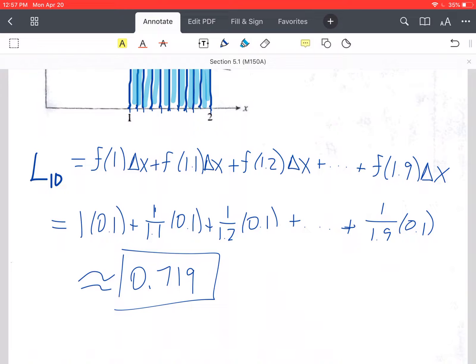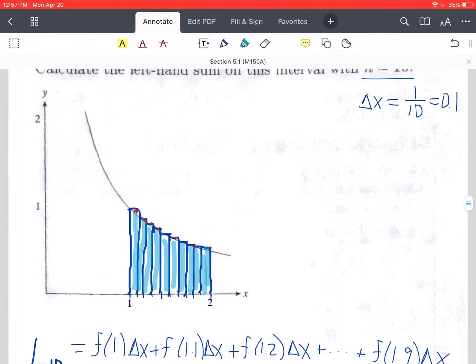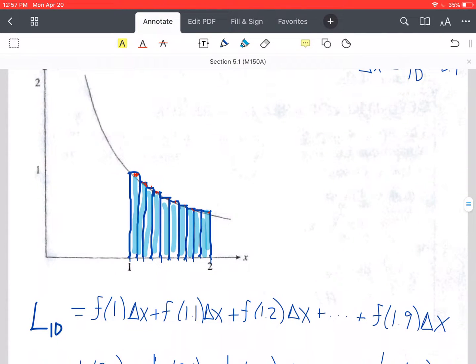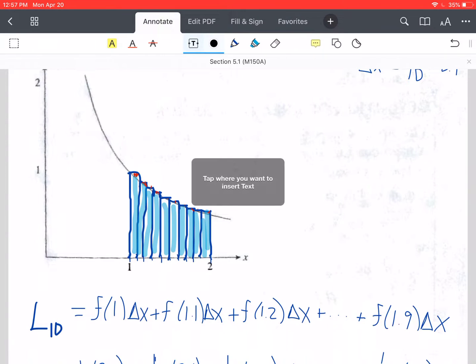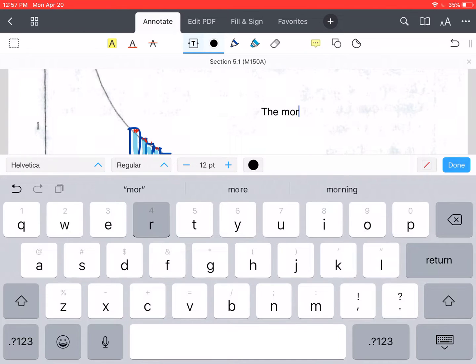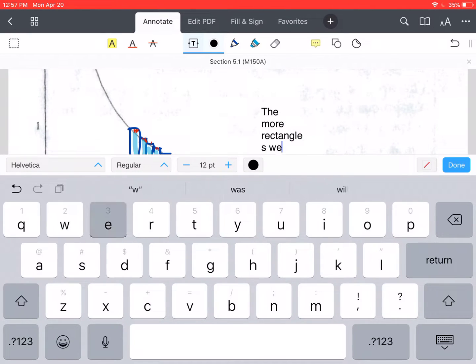So if we were to do the right-hand approximation again with 10 rectangles, then we would see that that one would also get closer as well. So the main thing to note out of this process is the more rectangles we use, the closer our approximate area is going to get to the actual area. Okay, so let me just put that right here. So the more rectangles we use, the closer our approximation gets to the actual area.